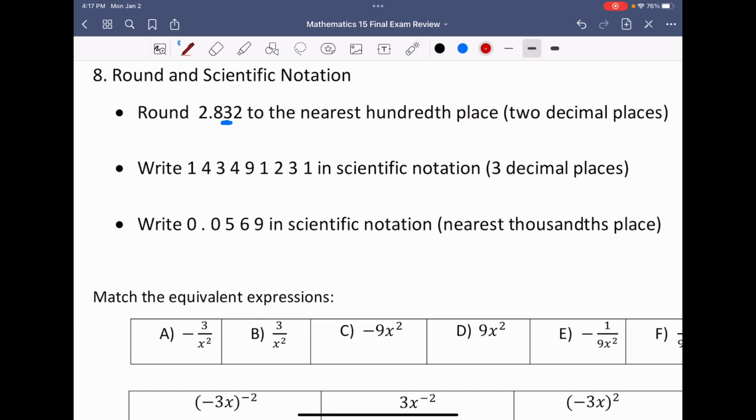If this is a number that is less than 5, so because 2 is less than 5, that 3 is just going to stay exactly where it is, and we're just going to write this as 2.83. 3 will not be rounded up because the number behind it is not greater than 5. It has to be greater than 5 to round. Now, write this next number in scientific notation to 3 decimal places.